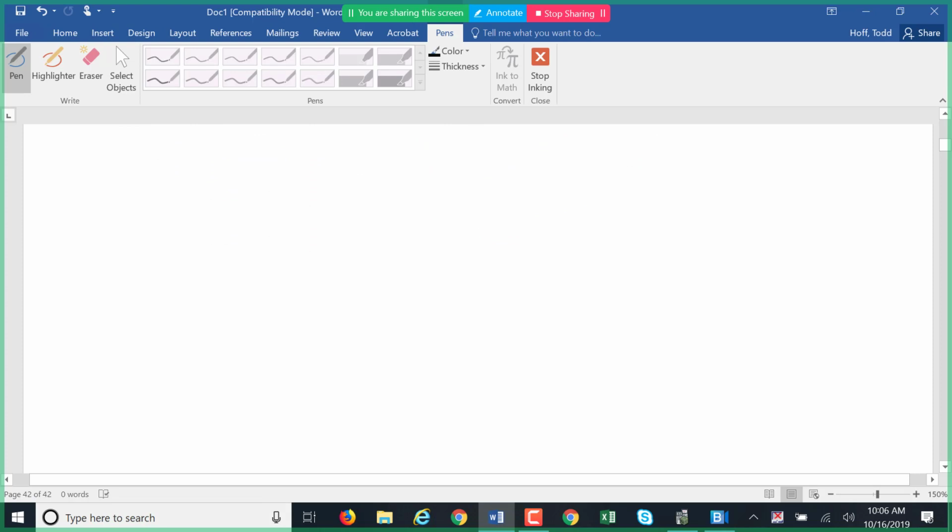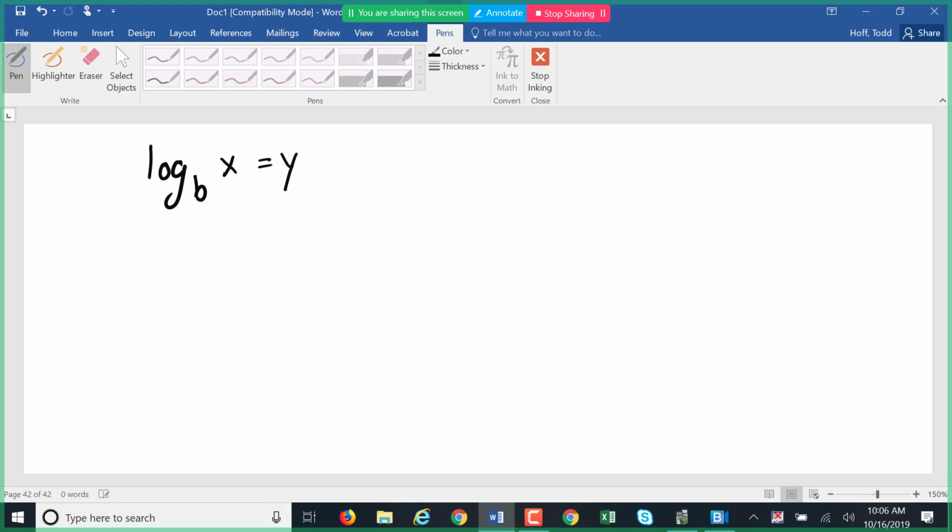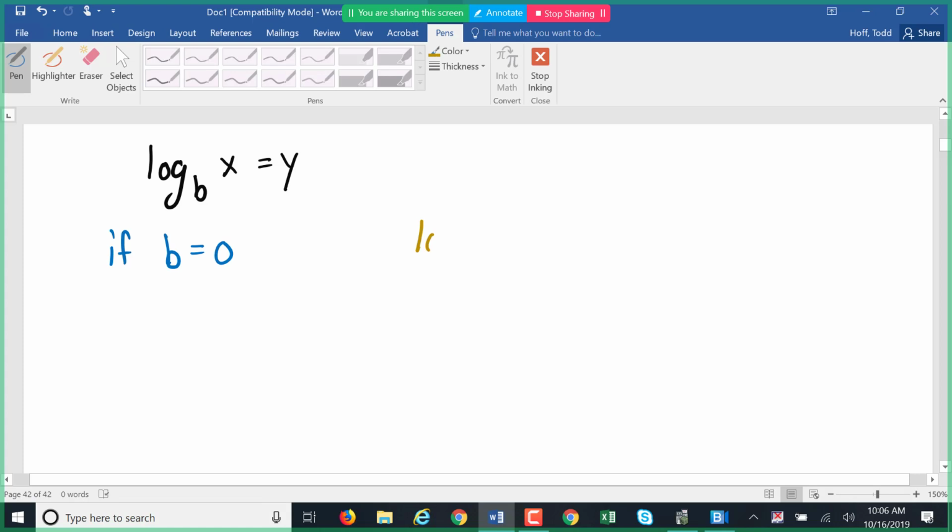So as we're exploring these logarithms, let's talk a little bit about the base of the log. That base b has some restrictions. First of all, let's look at what would happen if b equals 0. If b were 0, log base 0 of x equals y would convert to 0 to the power of y equals x.